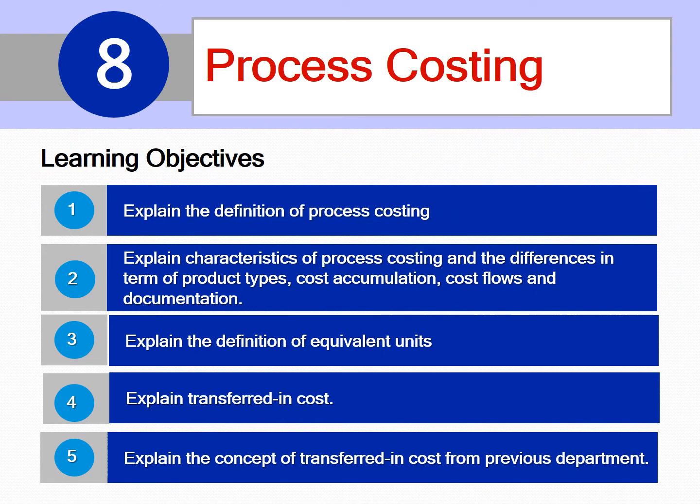Learning Objectives. 1. Explain the definition of process costing. 2. Explain characteristics of process costing and the differences in terms of product types, cost accumulation, cost flows and documentation. 3. Explain the definition of equivalent units. 4. Explain transferred in cost. 5. Explain the concept of transferred in cost from previous department.